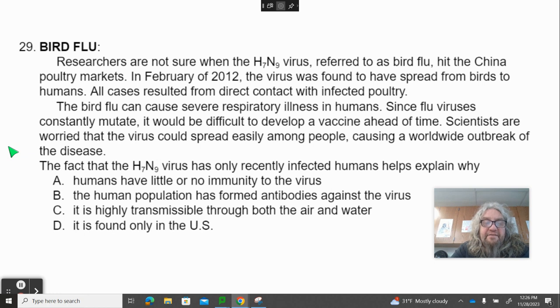The fact that the H7N9 virus has only recently affected humans helps explain why A, humans have little or no immunity to the virus, B, the human population has formed antibodies against the virus, C, it is highly transmissible through both air and water, D, it is only found in the U.S.